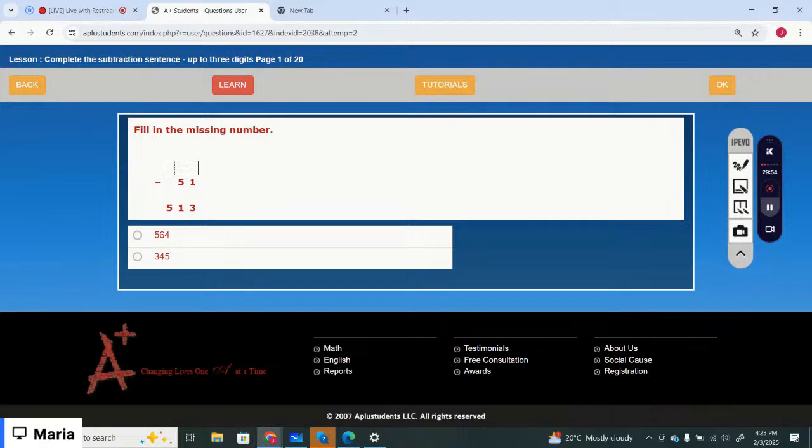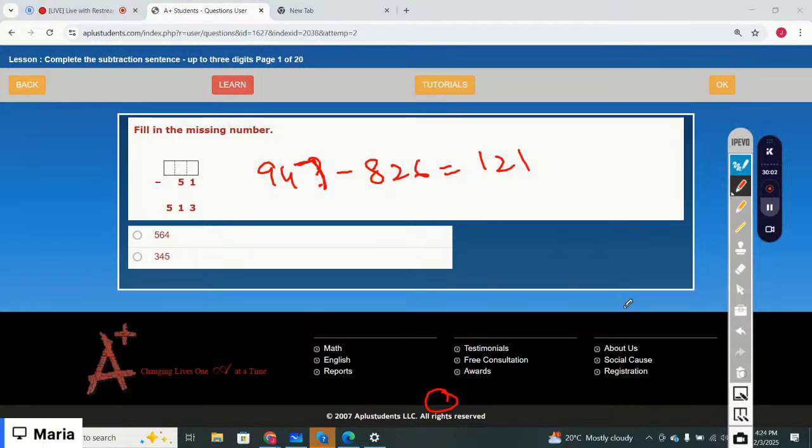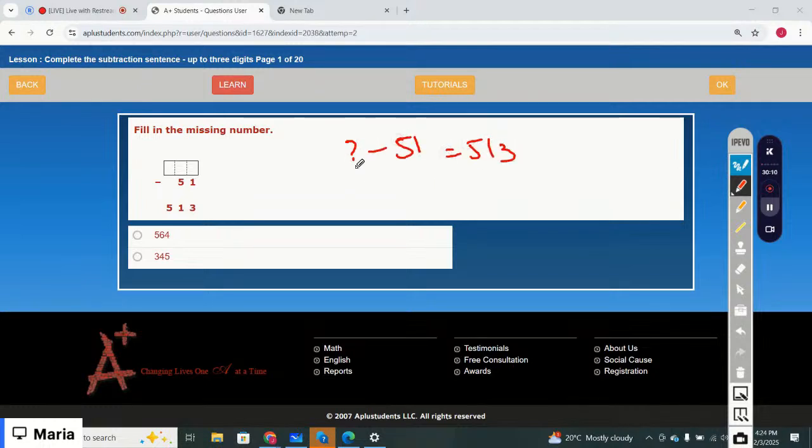Fill in the missing number. The missing number minus 51 equals 513. So you need to find the number that when 51 is subtracted from it, the difference is 513. So you can write it like this. You have to add 51 to both sides, because the opposite of subtraction is addition.